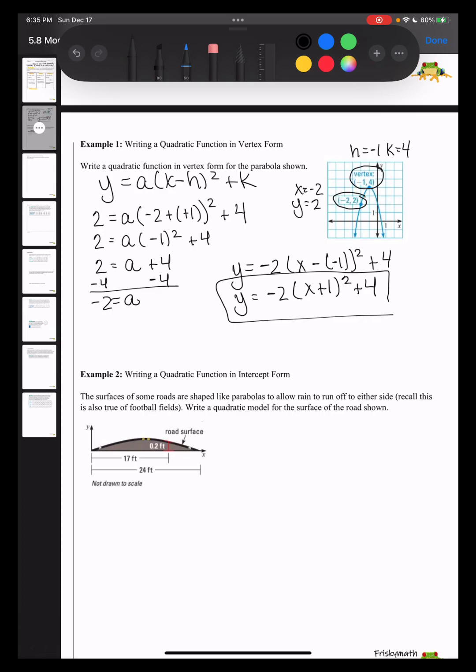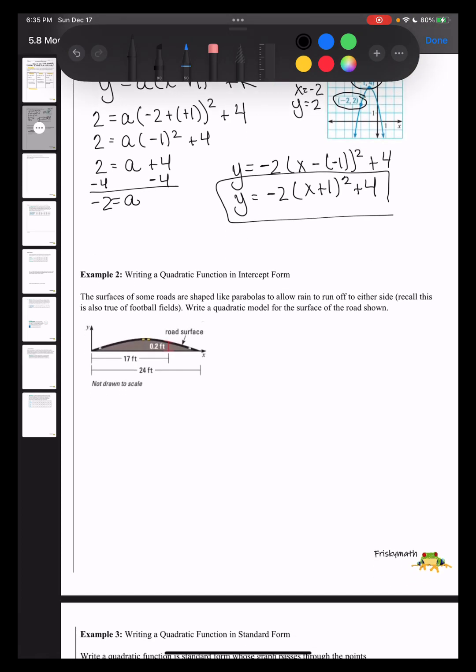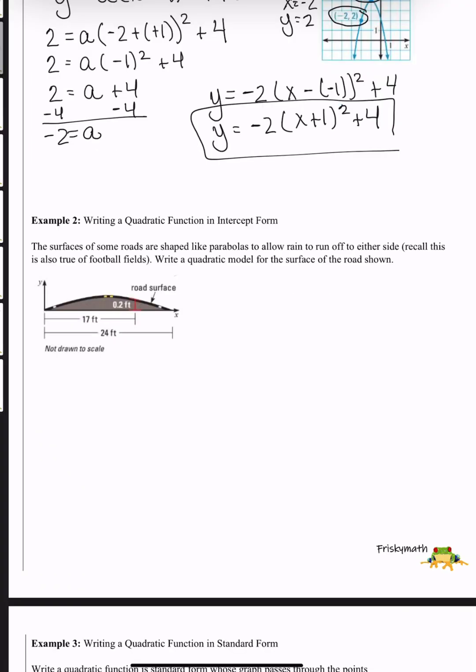Moving on to example 2, we're going to write a quadratic function in intercept form. This one is more of a real-world application. It's not so abstract. Many highway engineers or road engineers would be working with this type of problem. So the surfaces of some roads are shaped like parabolas to allow rain to run off to either side.